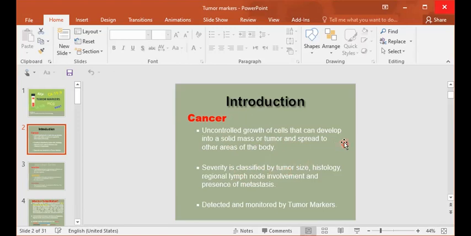Okay. So severity is classified by the tumor size, severity of the cancer. The histology, the types of the cancer cells, determine the severity of the cancer, and regional lymph nodes affected and presence of metastasis.